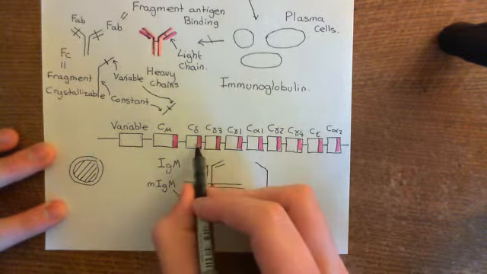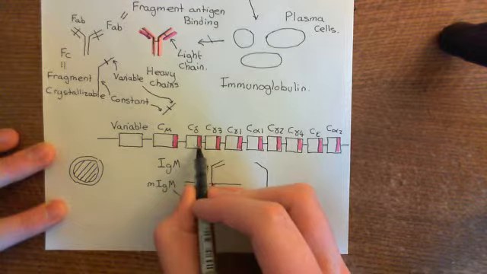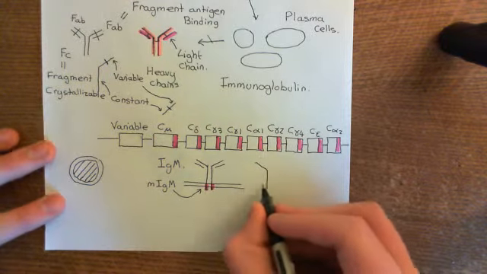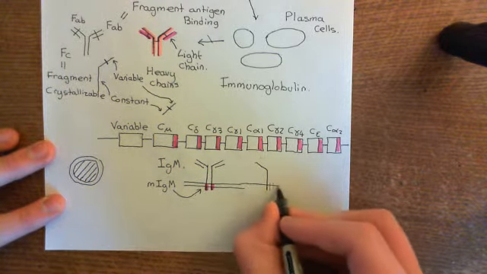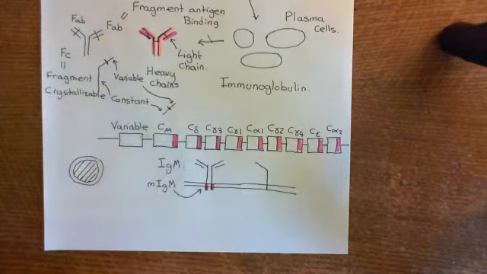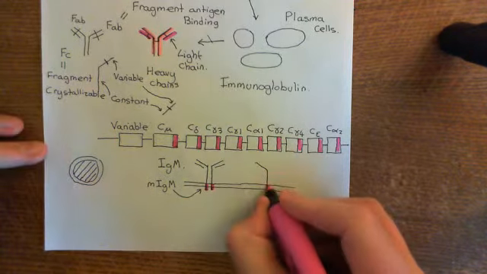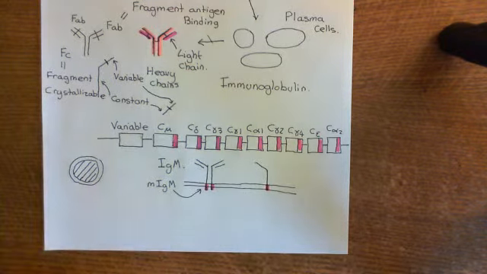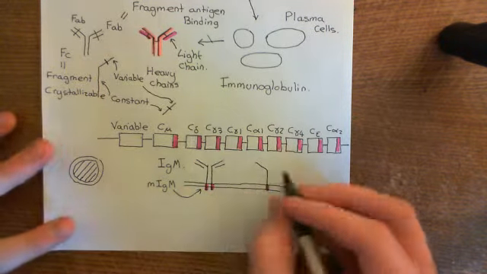And then you can decide whether you want to use the membrane-bound portion or not. Okay, so let's say we do use the membrane-bound portion. We don't splice that out in the post-transcriptional modification. And then what will happen is you will get an immunoglobulin heavy chain that has this constant delta region in.